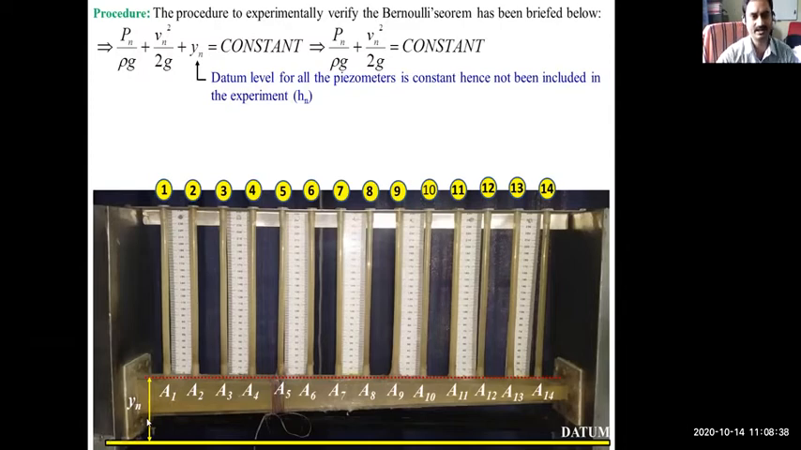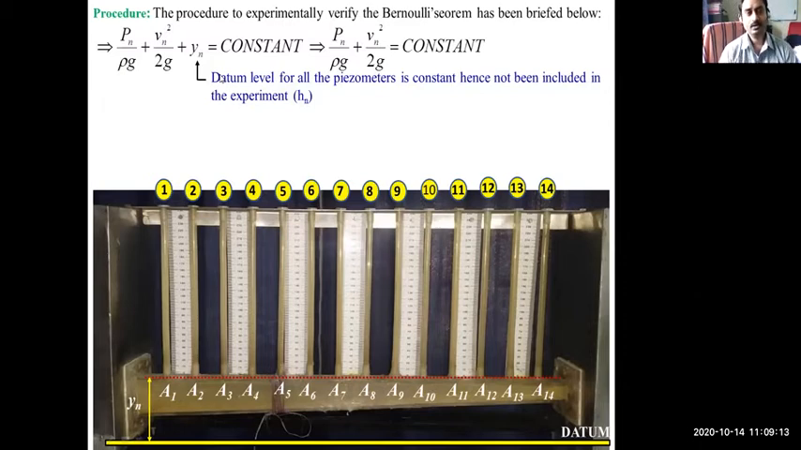So this Y is constant for all of them, so it need not be considered in this particular experiment. Ultimately, we convert this equation to this two-term form. We want to check the pressure head plus the velocity head, because Yn is the same for all, so we are not considering it in this present experiment. Because we're expecting the pressure and velocity head to change for each piezometer, that is the main concern in this particular experiment. So we are going to calculate these two things only: pressure head and velocity head.